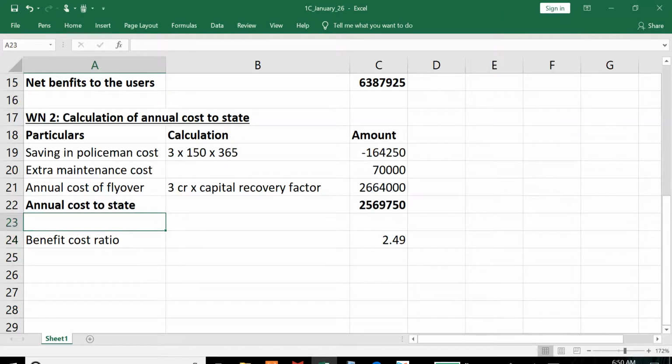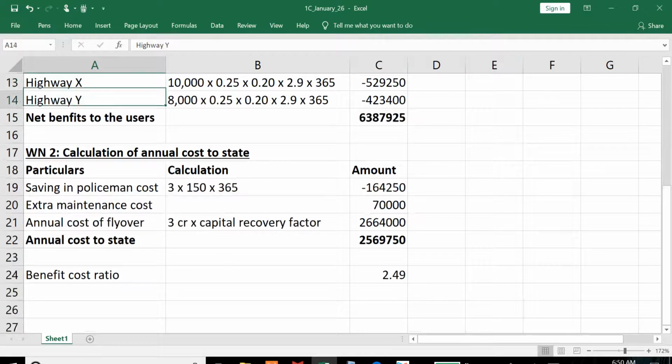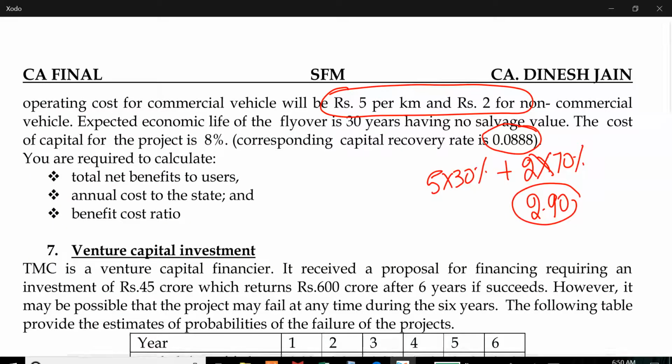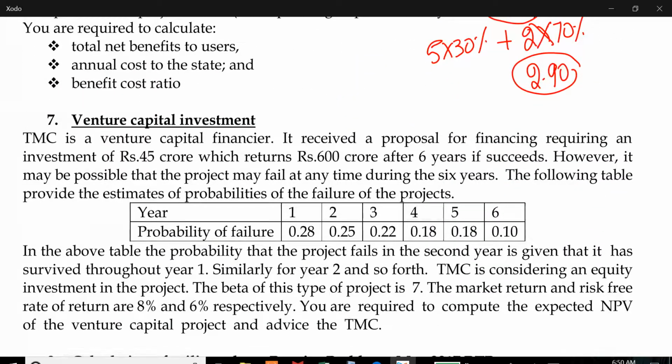So we first calculated the benefits to the users, then we calculated the cost to the state, and when we divide benefits by cost, we end up getting this ratio. Any doubts on this? 2.49 times is the benefit cost ratio. Let's move to question 7 then. Go through question 7.